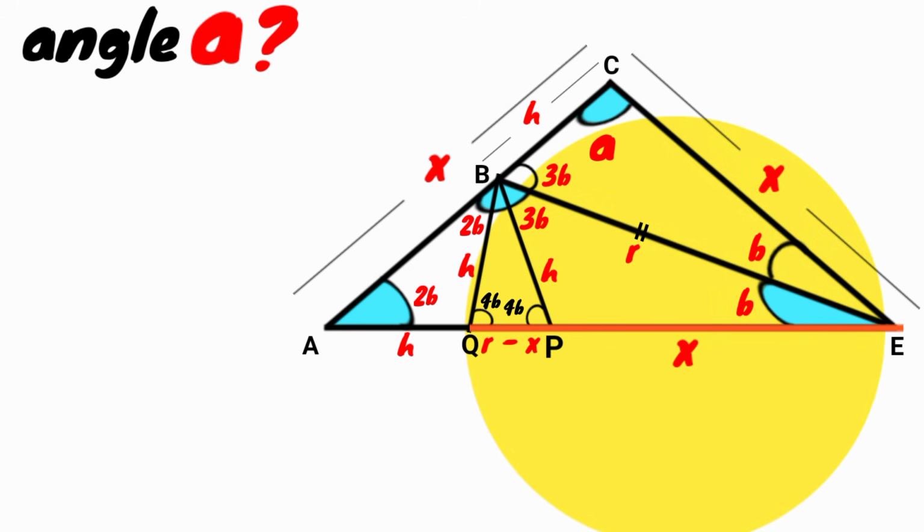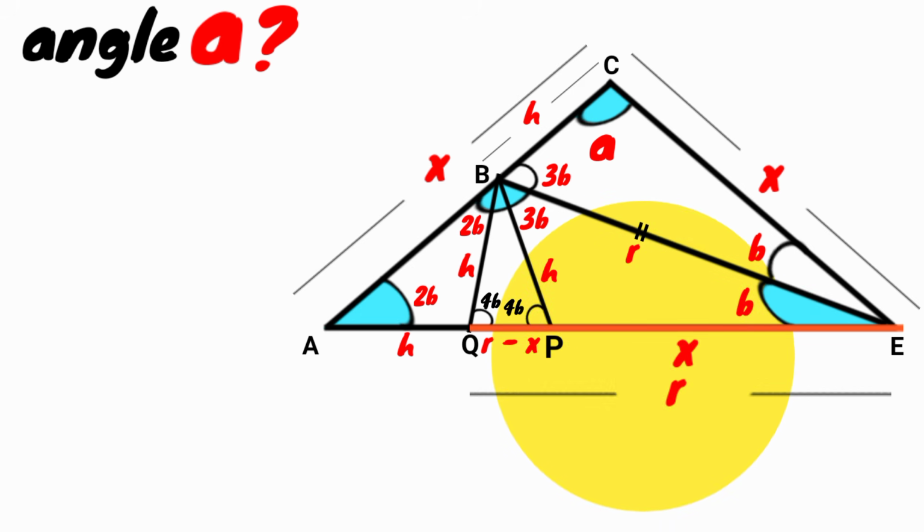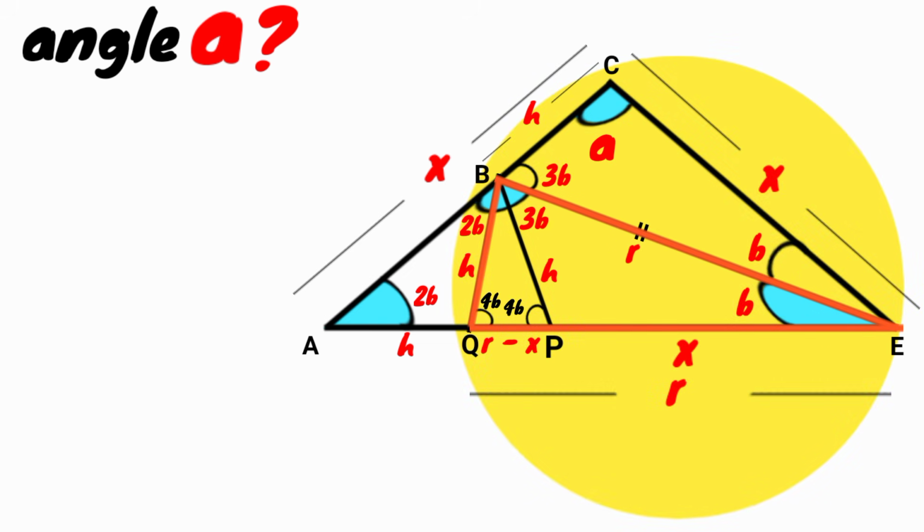Line QE as a whole, its length is a summation of this R minus x and this x. So it is R minus x plus x. Minus x plus x is 0. So its length is R. Look at this triangle. This side and this are equal. That makes it also an isosceles triangle. Therefore, this angle and this must also be congruent. Since this is 4B, this must also be 4B.